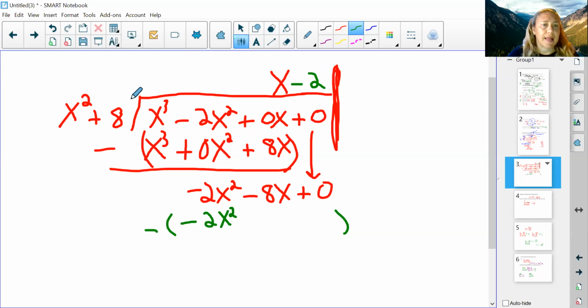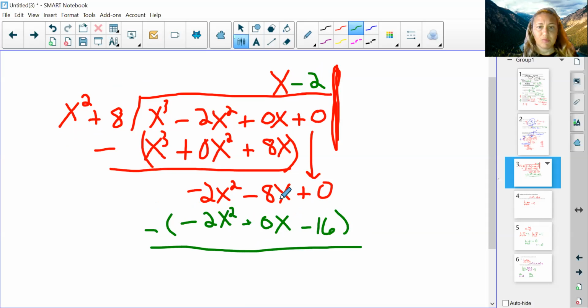Then I multiply this whole expression by negative 2. So when I distribute the negative 2, I'd have negative 2x squared, and then minus 16. I would actually have no x term, so I'll put a 0x here. When I distribute and subtract, this would be 0. This would be negative 8x minus 0x, which is just negative 8x. And when I distribute the negative, that becomes plus 16.